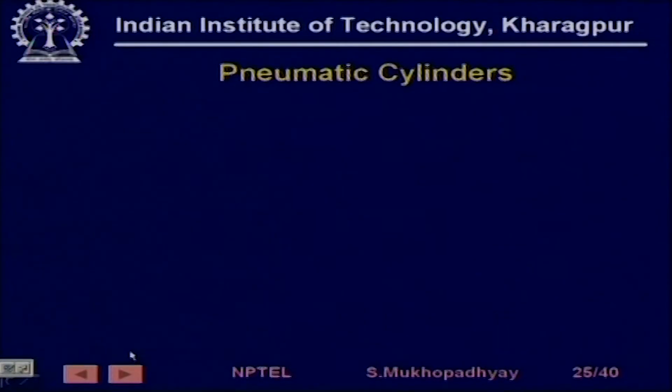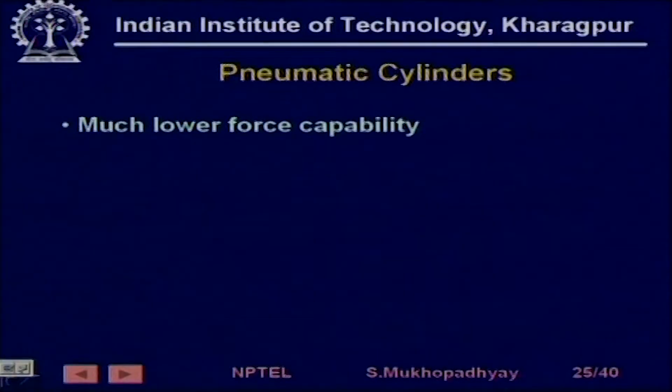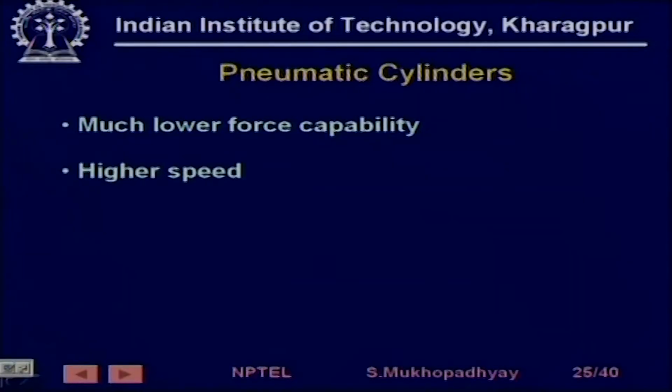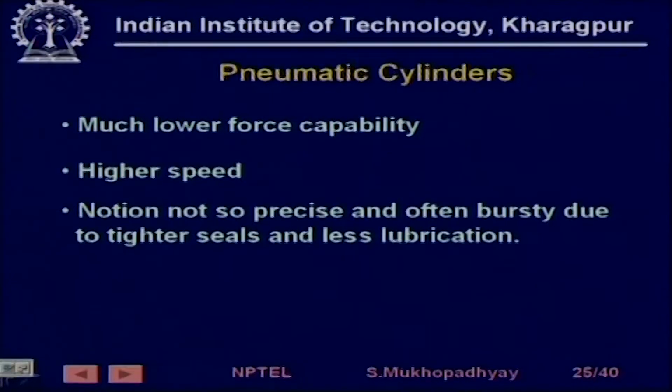Now we come to the actuator elements, or the pneumatic cylinder. The pneumatic cylinders have lower force capability, but they have high speeds because they are generally driven against lower loads also. And this is not notion, this is motion.